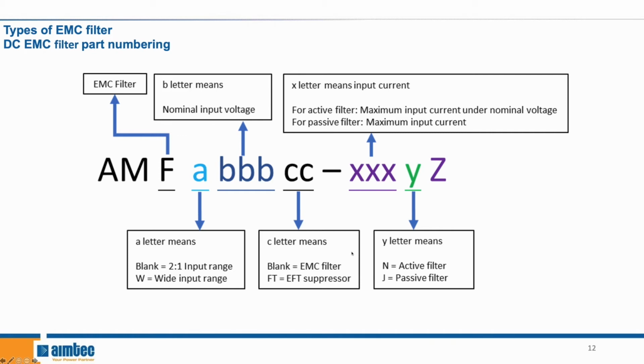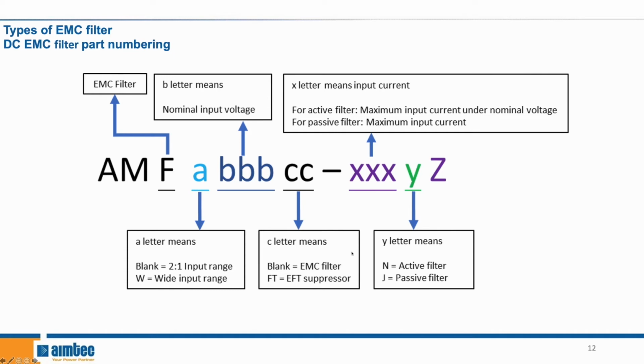If it is a wide input voltage range, then there will be a W. The next three letters stand for the nominal input voltage. The following two, if they're left blank, mean that they are an EMC filter. If there is FT, then they are an EFT suppressor. The next three digits after the dash refer to the input current.